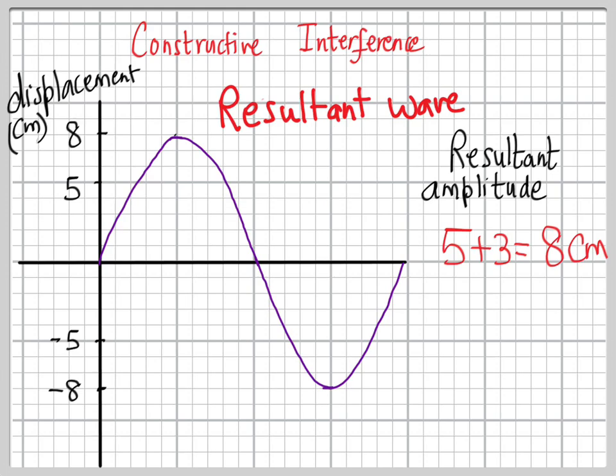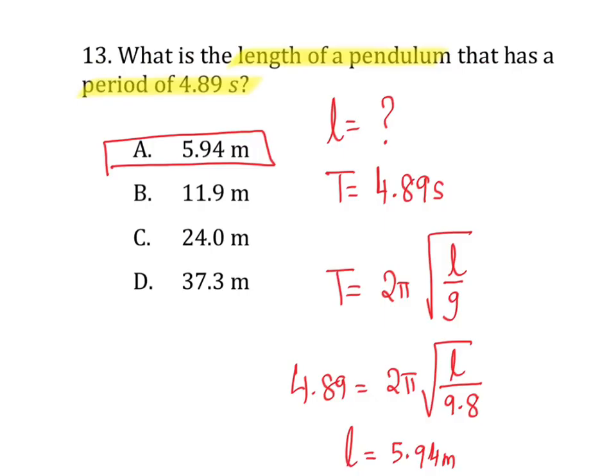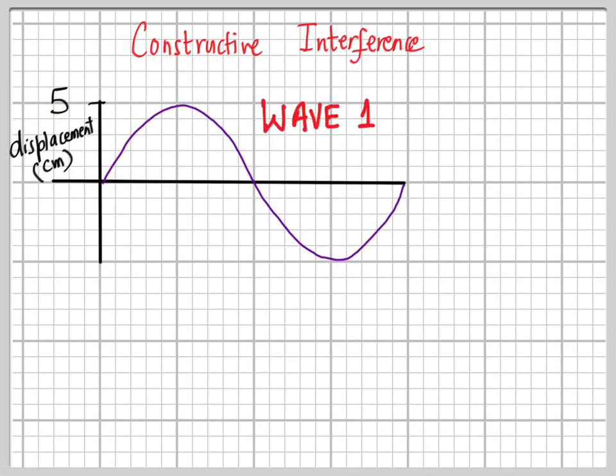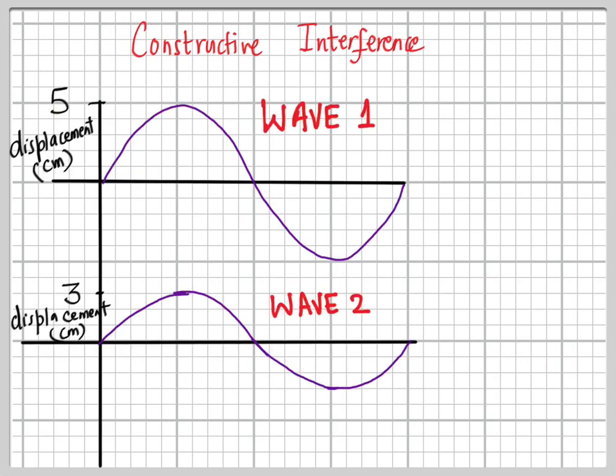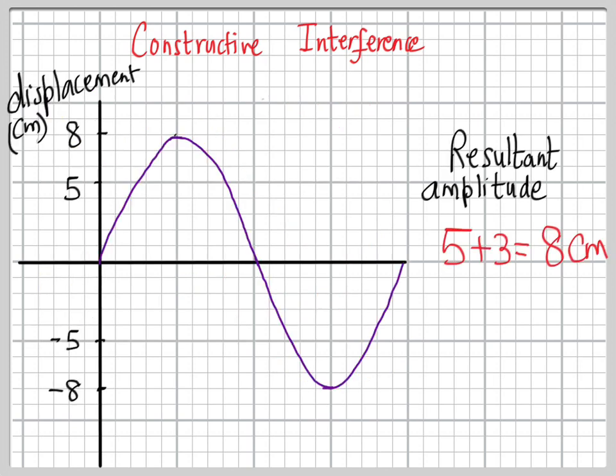whereas previously what we saw, I will show you, this is our initial wave 1 and wave 2. So when you combine these two, you are going to get the resultant wave, which will look like this.